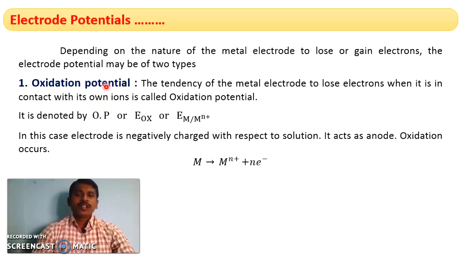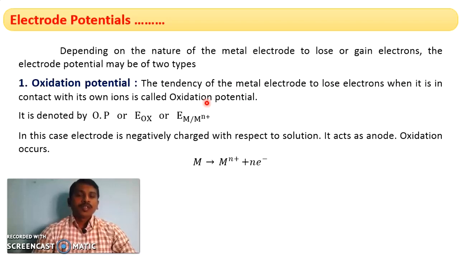Second one is reduction potential. First we will discuss oxidation potential. The tendency of the metallic electrode to lose electrons when it is in contact with its own ions is called oxidation potential. When an electrode is dipped in a solution containing its own ions, if it loses electrons, it is said to have oxidation potential, and oxidation reaction occurs at that electrode.